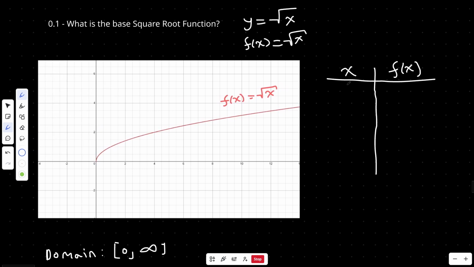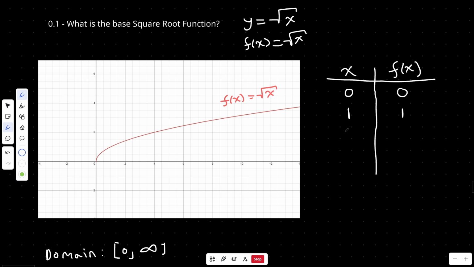But let's start by picking out some x values. So let's start with 0 here. If we input 0 into our square root function, we're going to get 0 as our y because the square root of 0 is just 0. Now what about 1? Same thing, if we input 1 into our function, we get output 1 because the square root of 1 is just 1. And there we go.